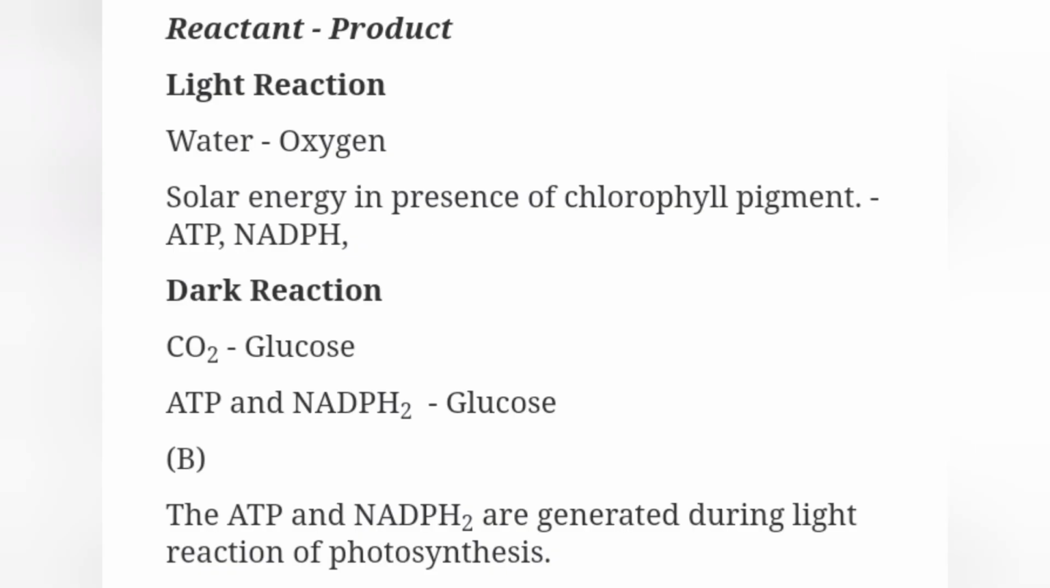A, both the light and dark reactions. Reactant and product. Light reaction, water, oxygen. Then solar energy in presence of chlorophyll pigment, ATP, NADPH. Then dark reaction, CO2, glucose. ATP and NADPH2, glucose. Then option B, the ATP and NADPH2 are generated during light reaction of photosynthesis.